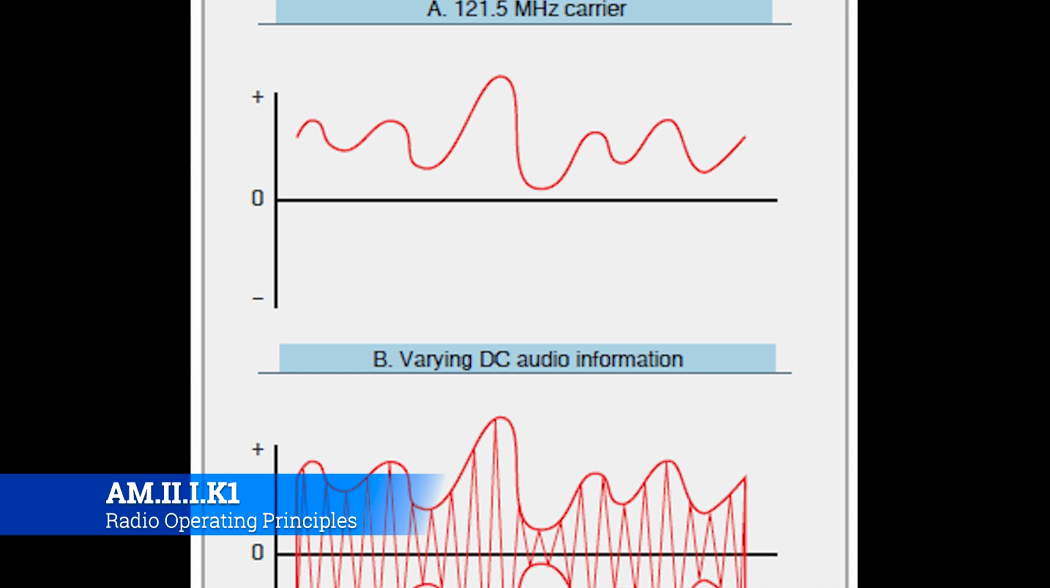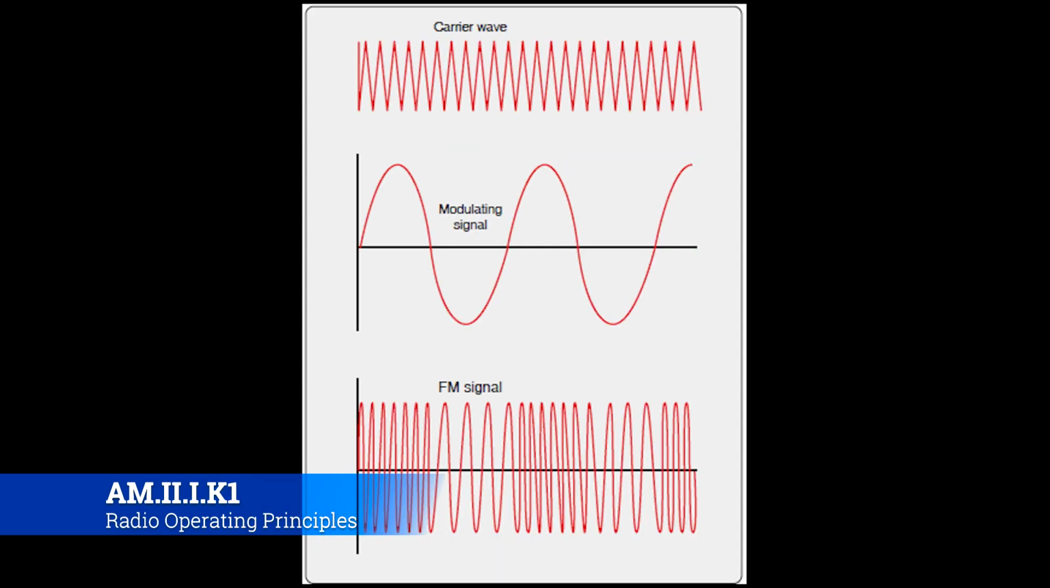Now, this is amplitude modulation, or AM modulation. There's another one called FM modulation, or frequency modulation. This graphic will show us what an FM modulated signal looks like. If you'll notice, it's very different. So the carrier wave looks very similar.